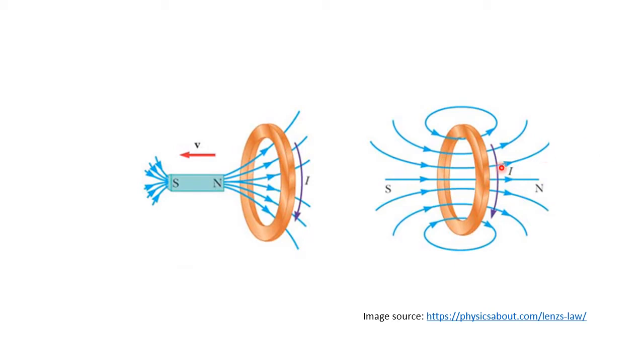The north pole is going away, so the coil doesn't like to allow the north pole to move away, so it will create the south pole. By the south pole it will try to drag the bar magnet, so it will generate the EMF or induced current according to the opposition, meaning according to the change of flux. So the induced current will develop which opposes the change.